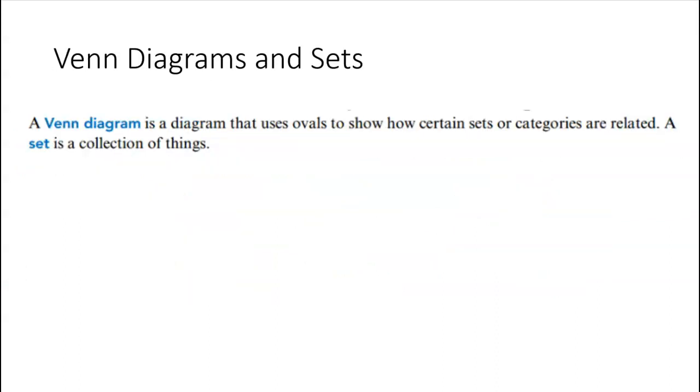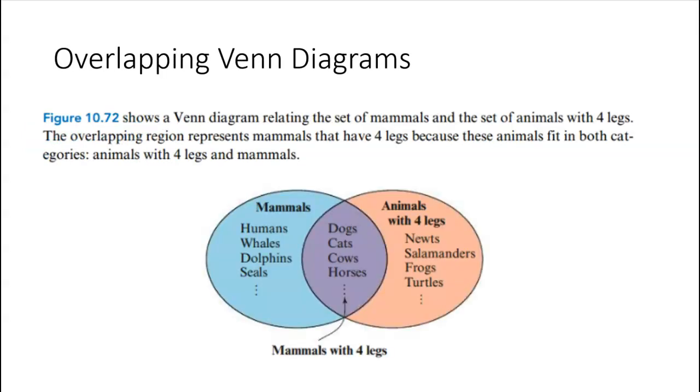Now, a Venn diagram is a diagram that uses ovals to show how certain sets or categories are related, and a set is a collection of things. We're going to use Venn diagrams to help us explain all these different shapes that we've defined. But first, let's make sense of a Venn diagram. Overlapping Venn diagrams relate 2 sets. This is relating the set of mammals and the set of animals with 4 legs. This overlapping region here is telling us, hey, it's a mammal with 4 legs. They overlap in the categories.